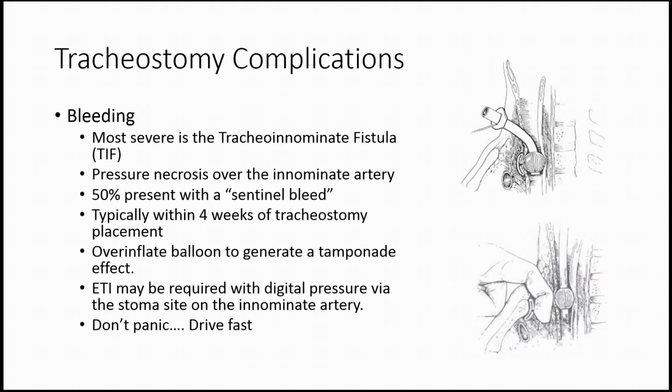Okay, so if you show up, and someone says, I had this trach placed a month ago, and they're bleeding like crazy from that site, it's tracheoinnominate artery fistula until proven otherwise. Most will apparently, I've never seen one, have a little sentinel bleed beforehand. So if you get somebody who has a recently placed tracheostomy, and they say, oh yeah, I had a little bit of blood there, but it's gone now, take them in. It needs to be evaluated, okay?